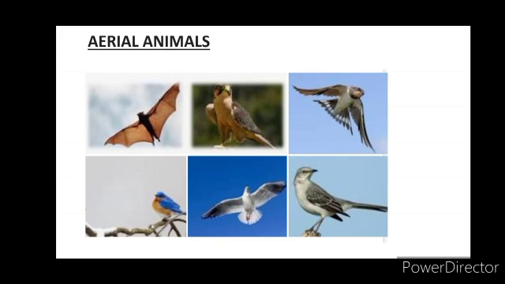Students, now we are going to know about aerial animals. Some of the animals that fly are called aerial animals. Most birds, bats, and some insects are aerial animals. Such animals have wings to fly, as in birds. The shape of their body helps them to cut through air.